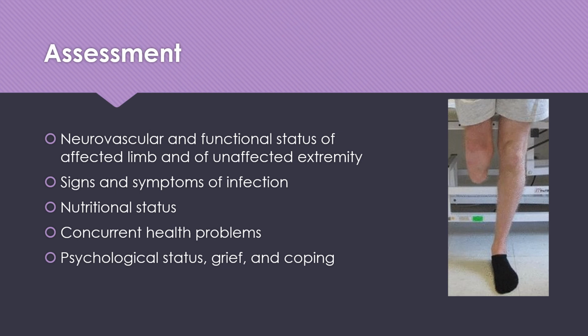Also, we need to assess for a phenomenon called phantom limb. Because the nerve endings were just cut, but the brain still thinks the limb is there, the person can actually feel pain and sensations in the part of the limb that's been removed. This can be very distressing to the person because they know the limb is gone, but the nerve endings are telling the brain that the limb is still there.